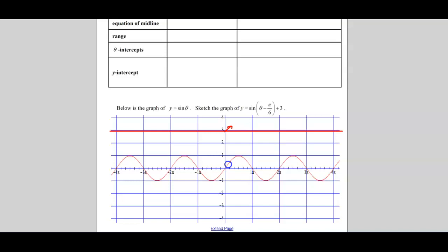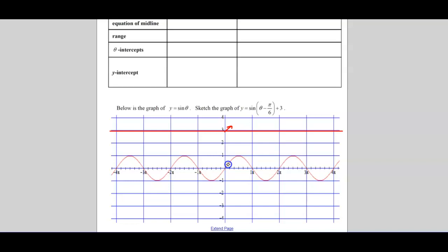Now, I want to go to the right pi over 6. Take a look at your graph paper, or your grid line, first of all. See what it's cut into. So every pi is divided into 6 parts. So that's helpful for us, especially with the translation of pi over 6.